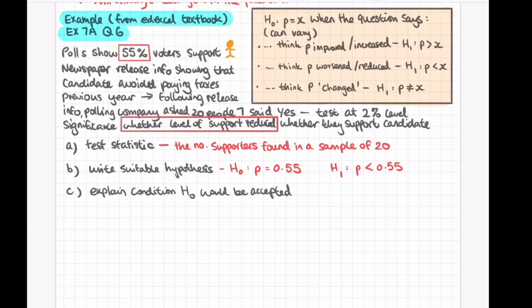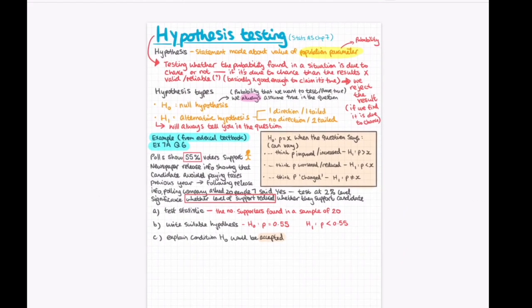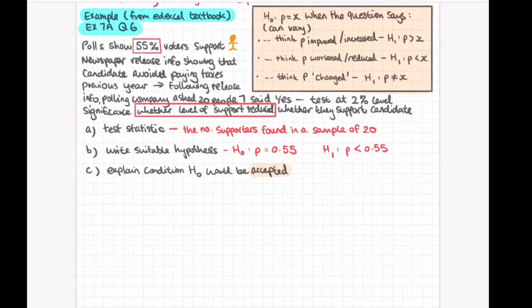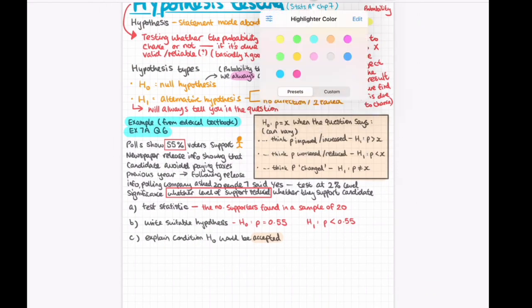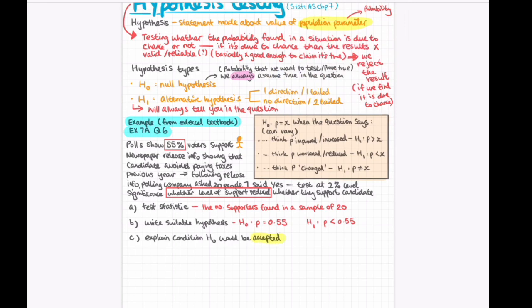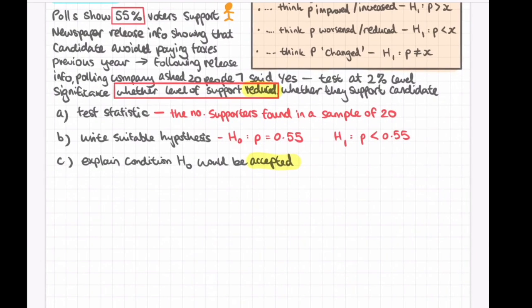Part C, explain the condition for when H0 would be accepted. Okay, so the question asks you about being accepted. Let's use a different colour, this one. Okay, so explain the condition for H0 to be accepted.